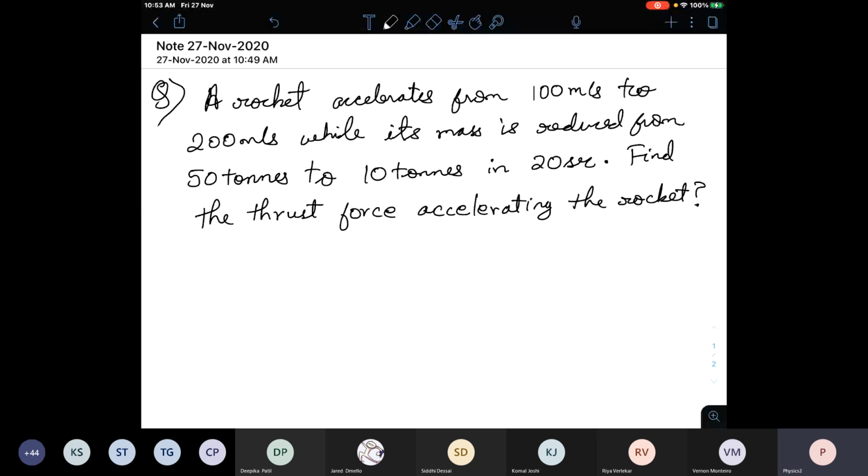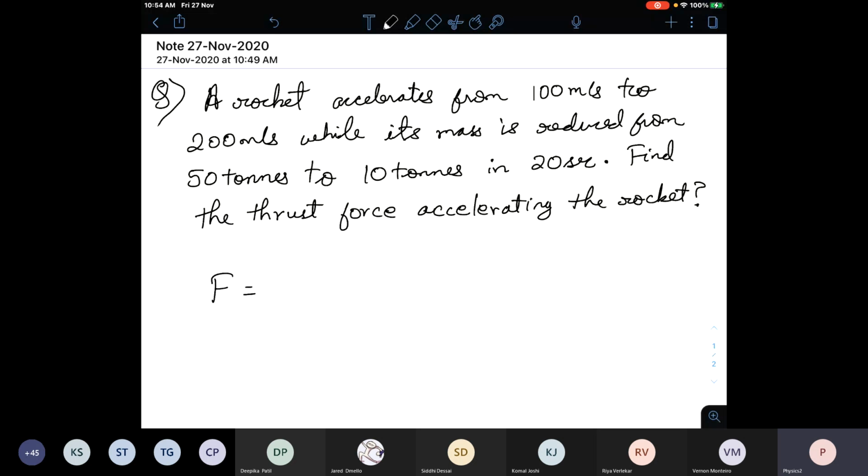So in this situation, how to solve the problem? You have to still find the force. So when the mass and velocity both are changing, just keep the force to its basic definition, that is F equals dp by dt. Just keep it on the basics.